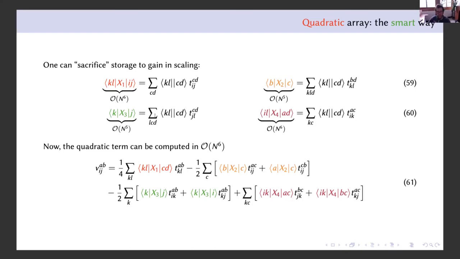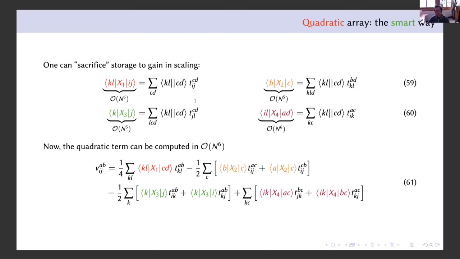We're going to define 4 intermediate arrays, X1, X2, X3, and X4, okay? You can see that X1 is going to cost n to the 6, because you're going to compute all the elements k, l, i, j, and you're going to sum over c and d. The second one, only n to the 5, because 3 summations, 2 indices. The third, n to the 5, 2 indices, 3 summations. And the last one, n to the 6, 4 indices, 2 summations, okay?